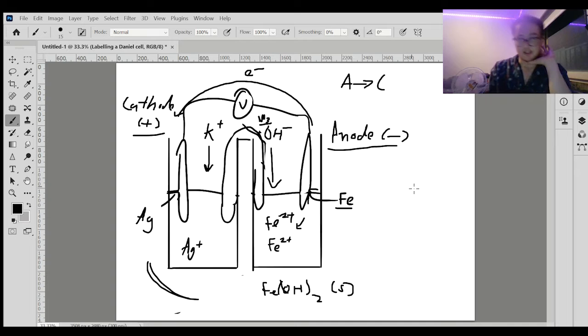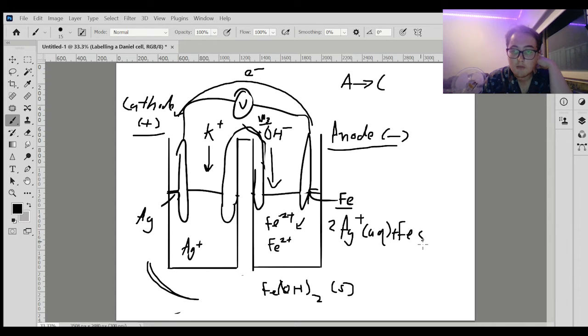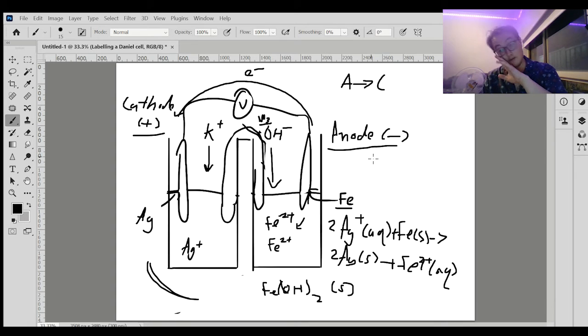Now, what's some other stuff we need to do? We're not quite finished yet, are we? Overall reaction. Yes, we haven't done the overall reaction. Again, this is an easy one. 2Ag+(aq) + Fe(s) goes into 2Ag(s) + Fe2+(aq). Yeah, easy one. We don't have to worry about any cohas, any oxygen, any water. It's just nice and straightforward.